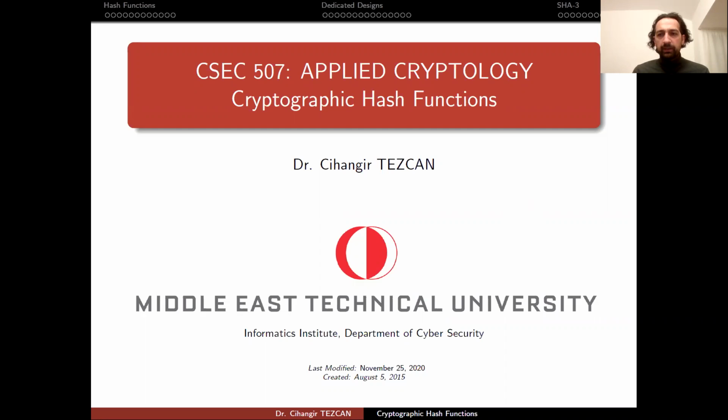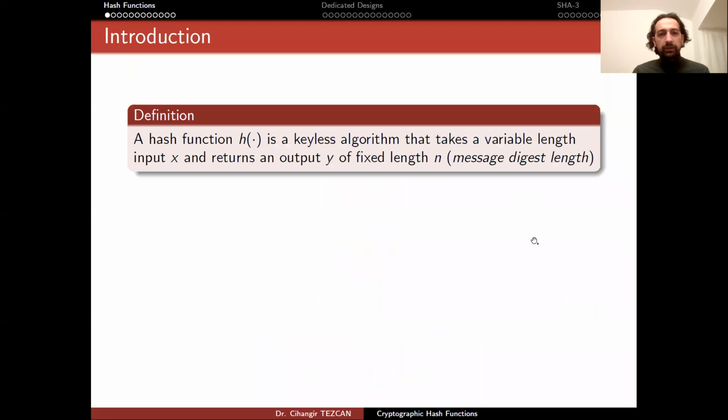Then we will talk about dedicated functions like MD4, MD5, SHA-1, SHA-2. Then I will move on to the SHA-3 competition, and the winner was the Keccak algorithm. So we will talk about the SHA-3 algorithm at the end. So let's start with the definition of a hash function.